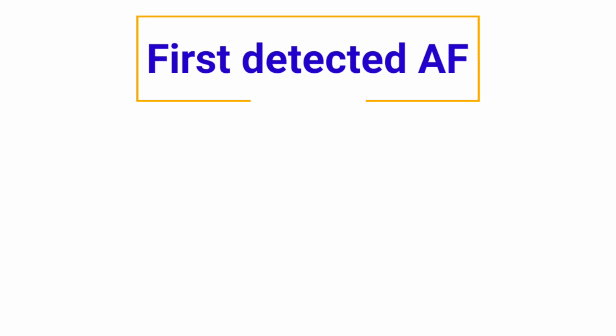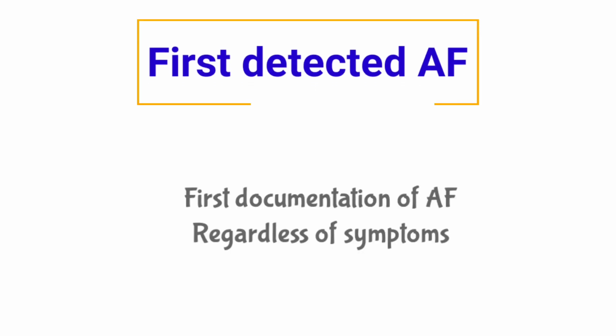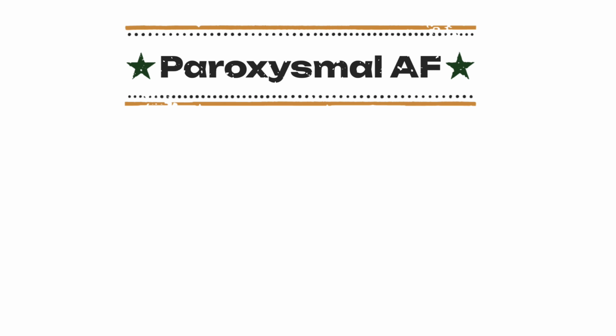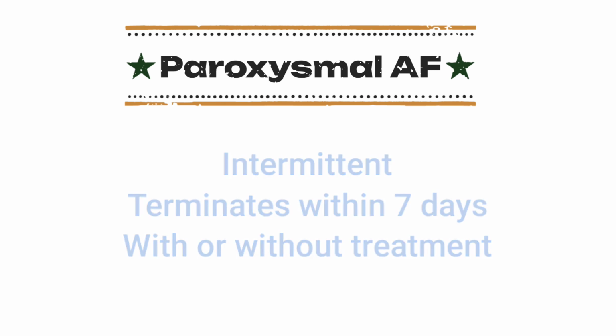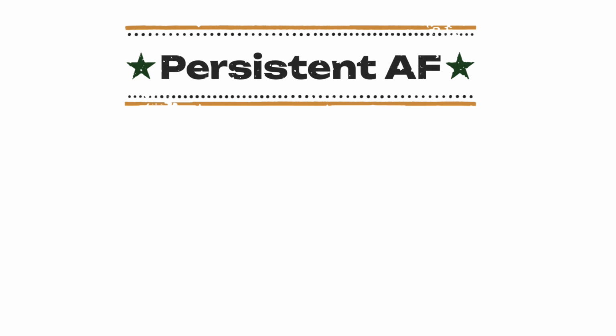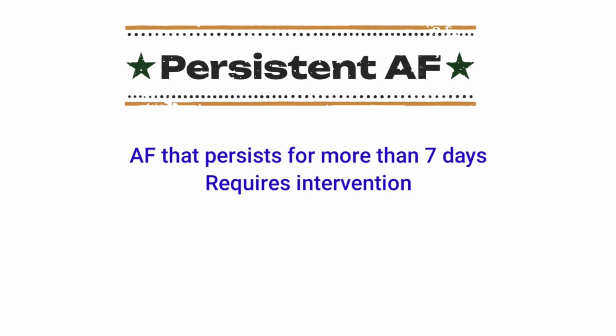First detected AF. It is defined as the first documentation of AF, regardless of previous symptoms. Paroxysmal AF refers to AF that is intermittent and terminates within 7 days of onset. Persistent AF. It is defined as AF that is continuous and sustains for more than 7 days and requires intervention.